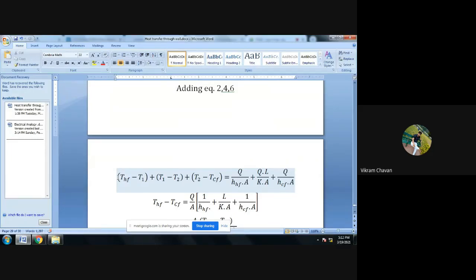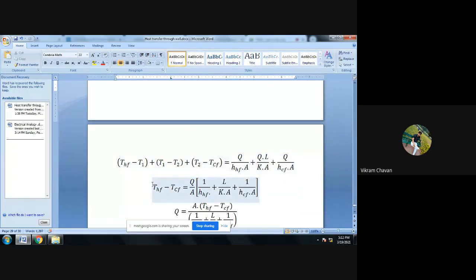Write down the equation. Then minus T1 plus T1 cancelled, minus T2 plus T2 will be cancelled, remaining only T suffix HF minus T suffix CF is equal to Q divided by A. We have taken Q divided by A common.